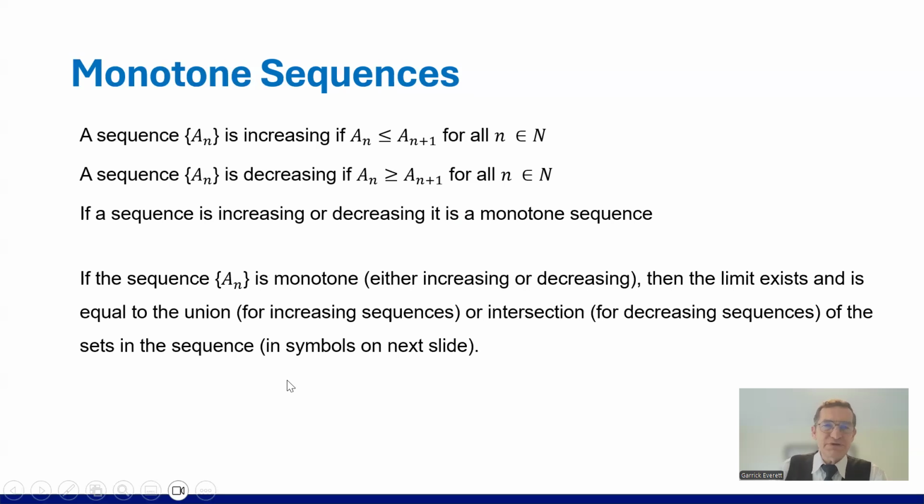If a sequence A_n is monotone, either increasing or decreasing, then a limit exists and is equal to the union for increasing sequences, or intersection for decreasing sequences, of the sets in the sequence.